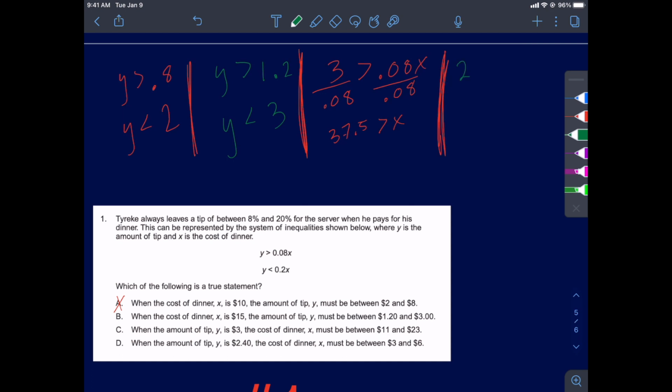All right, 2.40 is greater than 0.08x. We can again divide by 0.08. So 2.4 divided by 0.08 is 30. So 30 is greater than x. That has nothing to do with the 3 or the 6 here. Maybe they were trying to think 3 like 30, but no. So C and D didn't work. We thought B was going to work anyways, so we are extra confident in letter B.